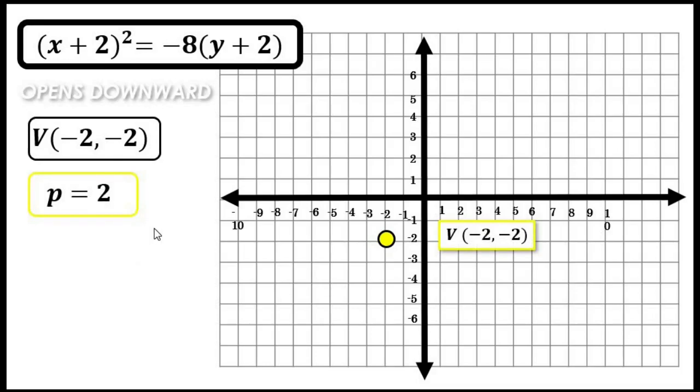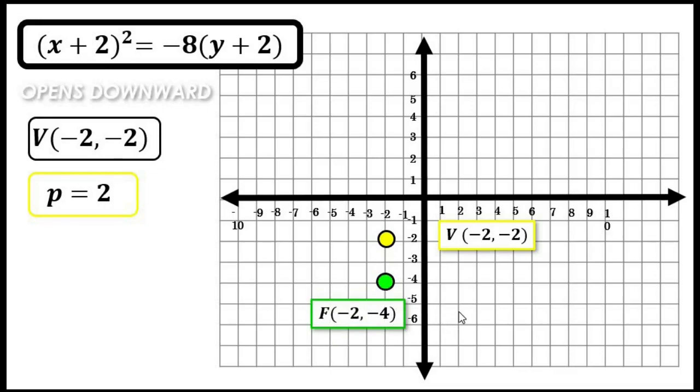To plot the focus, we follow the direction of the orientation of the given parabola. So since this is a parabola that opens downward, we're going to move below how many units? P units, or 2 units below. So starting from negative 2, negative 2, let's count 2 units below. The focus will now be plotted at negative 2, negative 4.